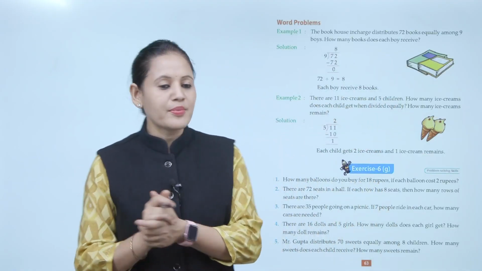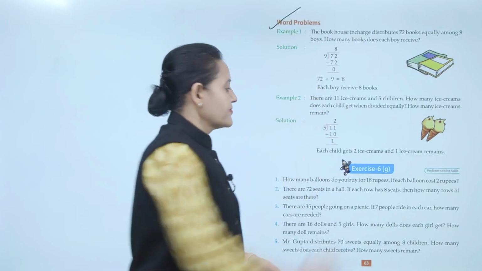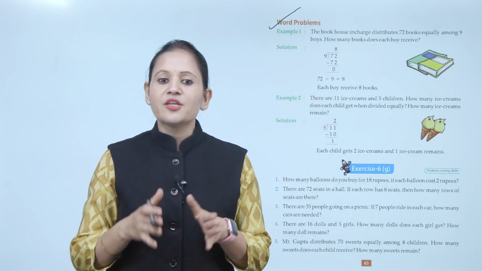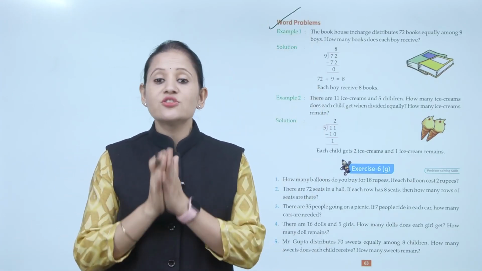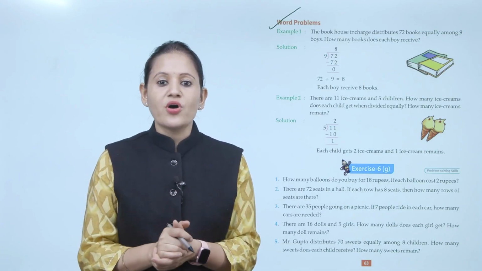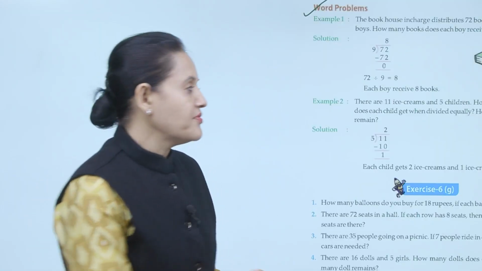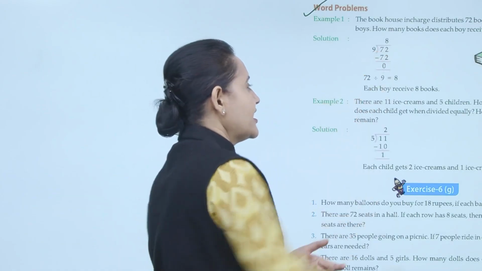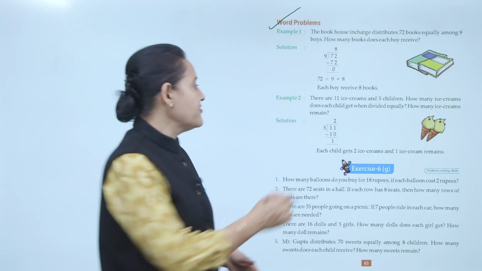Next, word problems. We'll take an example. The book house in charge distributes 72 books equally among 9 boys. How many books does each boy receive? So for that, we'll divide 72 by 9. So we'll get 8. So each boy will receive 8 books.